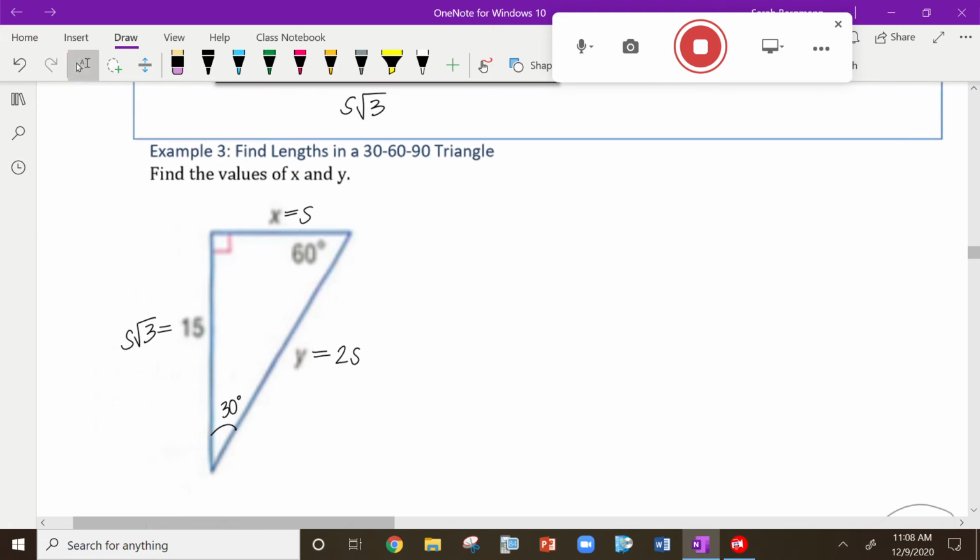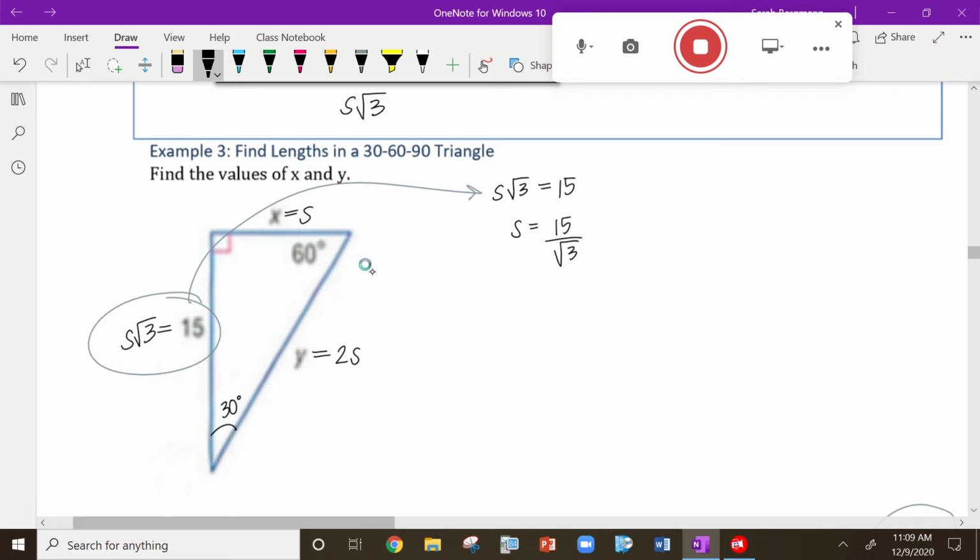Now I'm going to look at these and see which one of these could I solve. I could solve this one. It has an actual number instead of a variable. So I'm going to write out this equation. I have s square root of 3 equals 15. S is being multiplied by the square root of 3. So in order to get s by itself, I must divide by the square root of 3 on both sides.